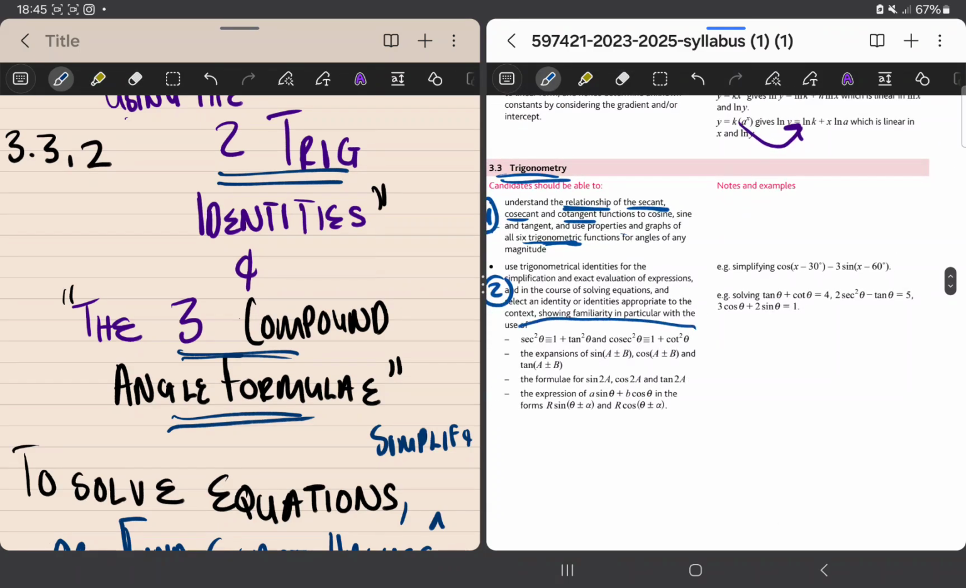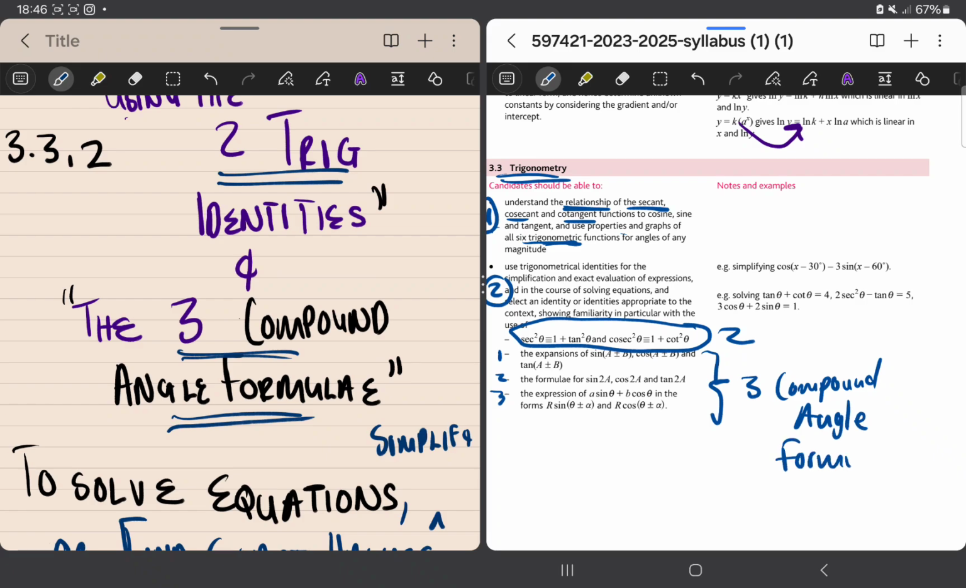You can see here the 2 trig identities, and then here you can see the 3, 1, 2, 3. You can see the 3 compound angle formulae. These are called compound angle formulas. We are going to talk about all three of them. We have two identities and we have three compound angle formulae, and we are going to use them to simplify, to solve equations, and of course to find exact values, exact evaluation. So these are the things that we're going to do.